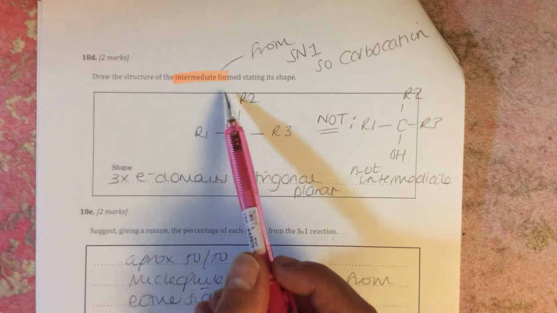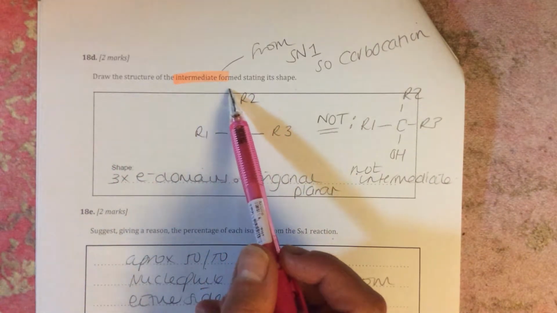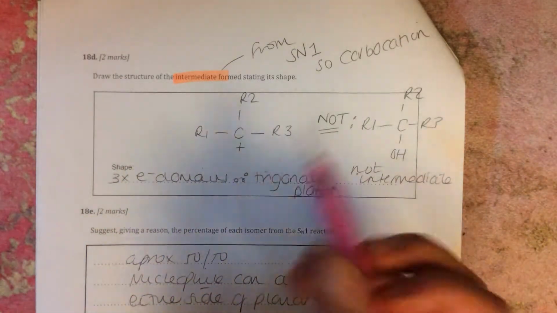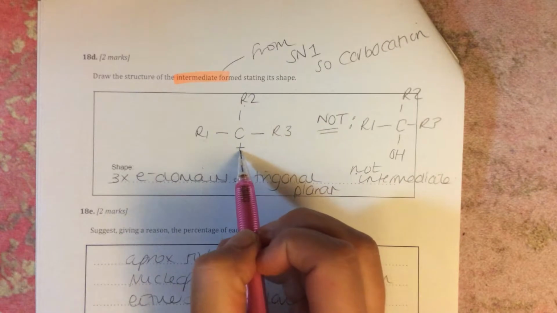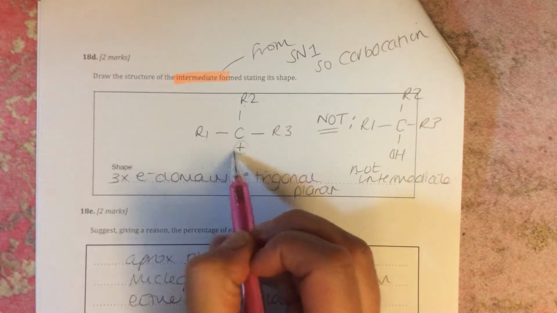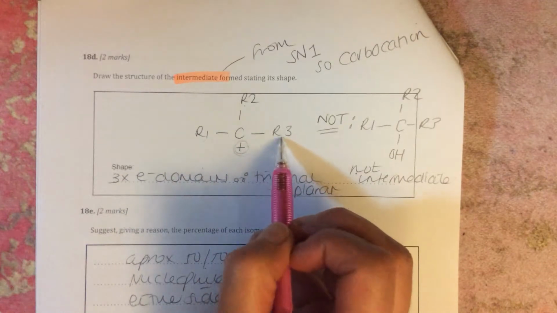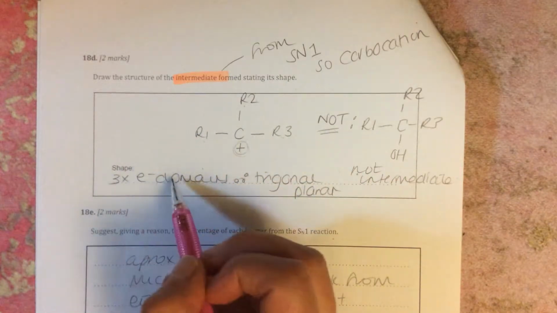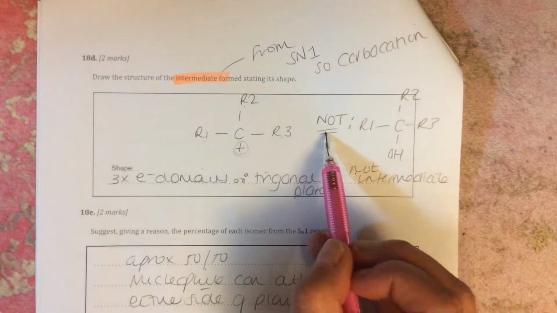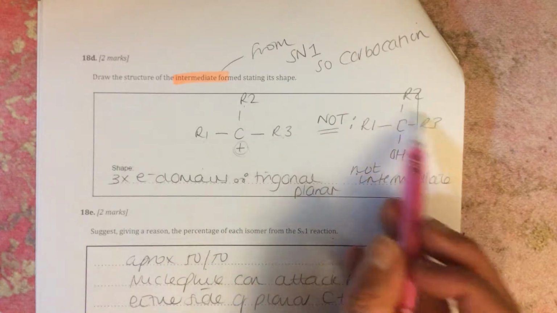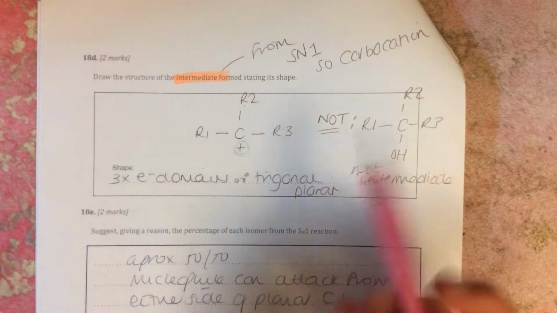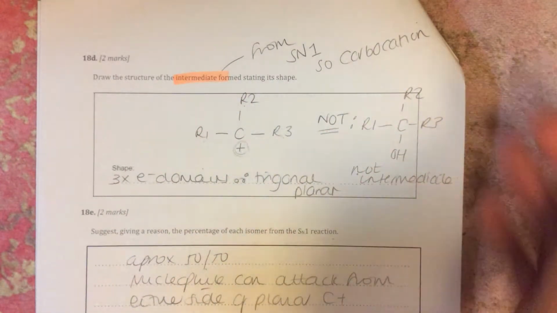18d. Draw the structure of the intermediate. This intermediate is an intermediate formed from the SN1 mechanism. If it's formed from an SN1 mechanism, it means that it must have a carbocation. So the structure that you've got is your R1, your R2 and your R3, and your carbocation is indicated here. That means that you've only got 3 electron domains. So your molecular geometry is going to be based around these 3 electron domains and therefore be trigonal planar. It's not this structure. This is a structure of the substance that's formed at the end of the reaction. It's not the intermediate that's formed in the middle. So that's why this and tetrahedral would not be the correct answer.